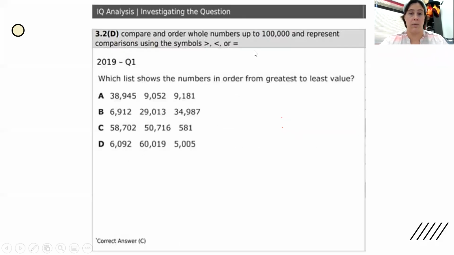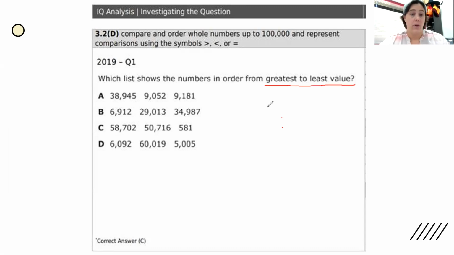All right, here's our next problem. I'm going to move this so it's out of our way. Let's take a look at this question. Which list shows the numbers in order from greatest to least? Again, I'm going to look at the words that are going to help me solve this problem. I'm using my drawing tool. Which list shows the numbers in order from greatest to least? Again, same thing, greatest to least value.